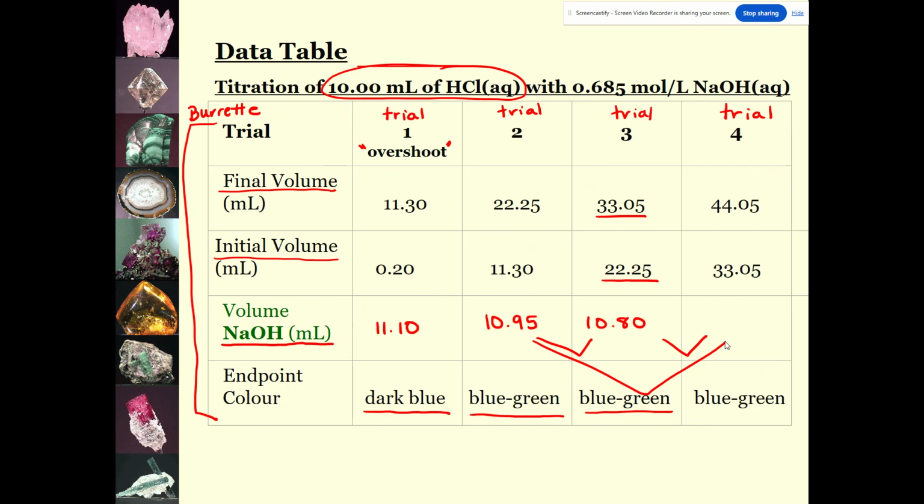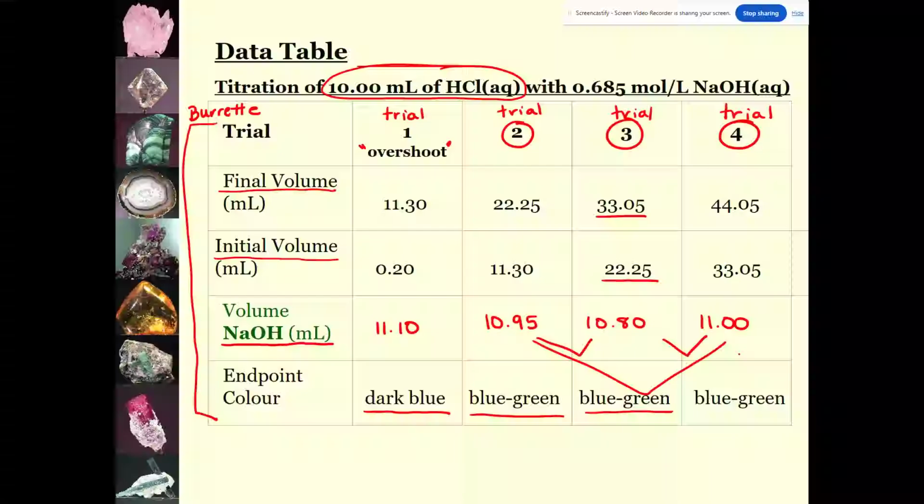Okay, so 44.05 is where I shut off my valve in trial 4. I'm subtracting it from where I started in trial 4, which was 33.05, and I get a volume of 11.00. So all 3 trials, trial 2, 3, and 4, are in fact within 0.20 of each other. 2 and 3 are, 3 and 4 are, and 2 and 4 are. So our overshoot trial does not get used in our average volume. We only average the 3 within 0.2.